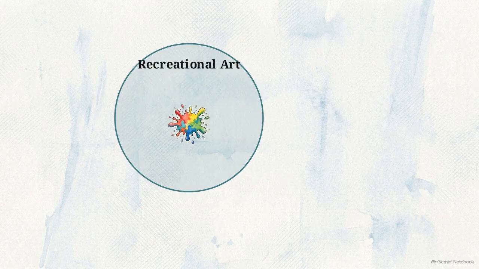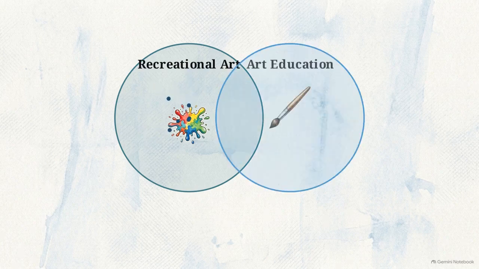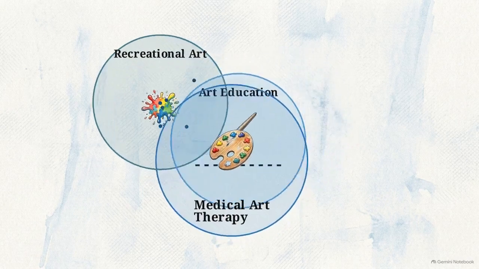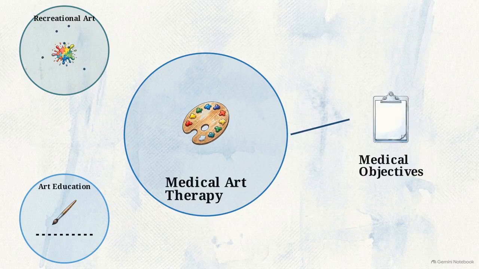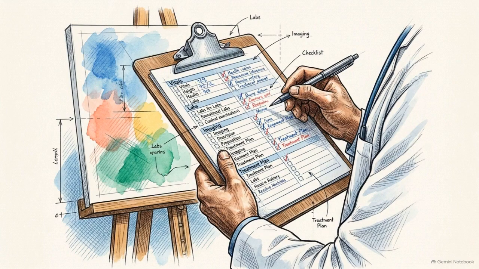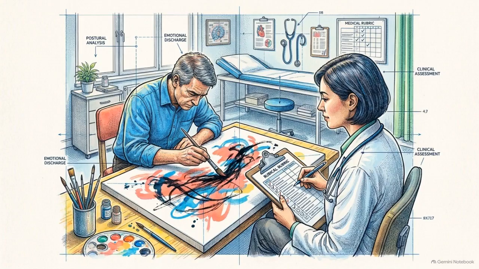First, recreational art, unstructured distraction with 0 clinical goals. Next, art education, structured but purely skill-based with no clinical relevance. Finally, medical art therapy, a sharply isolated overlap where visual expression meets documented medical objectives. The materials do not define the therapy. It is defined by clinical intent, the mandatory presence of a trained therapist, and strict alignment with the patient's overall medical trajectory.